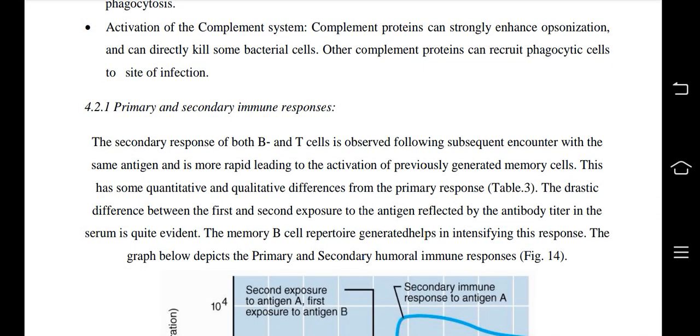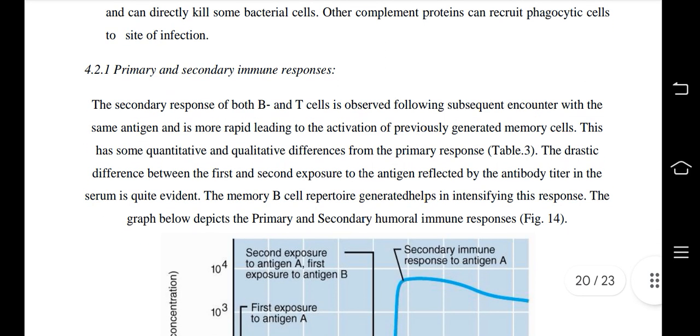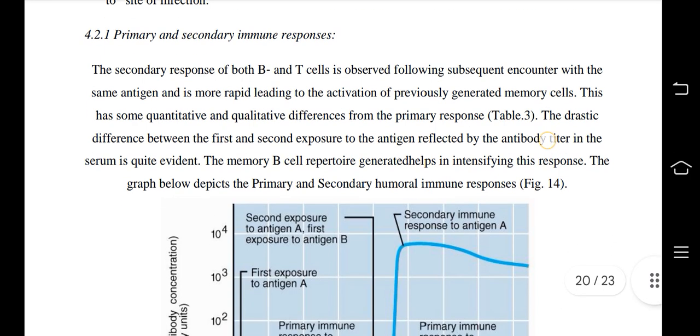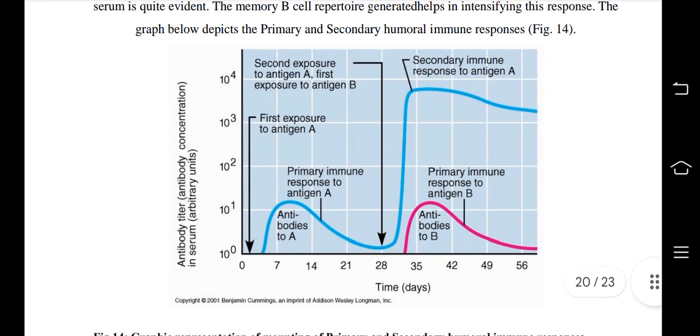Primary and secondary immune response. The secondary response of both B and T cells is observed following subsequent encounter with the same antigen and is more rapid, leading to the activation of previously generated memory cells. This has some quantitative and qualitative differences from the primary response. The drastic difference between the first and second exposure to the antigen, reflected by the antibody titer in the serum, is quite evident. The memory B cell repertoire generated helps intensify this response. The graph below depicts the primary and secondary humoral immune response.